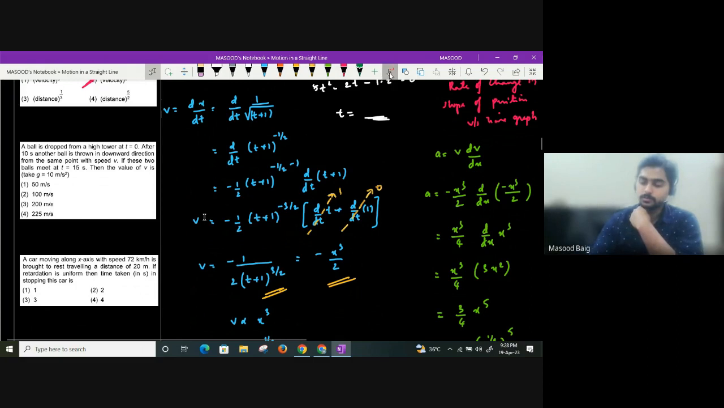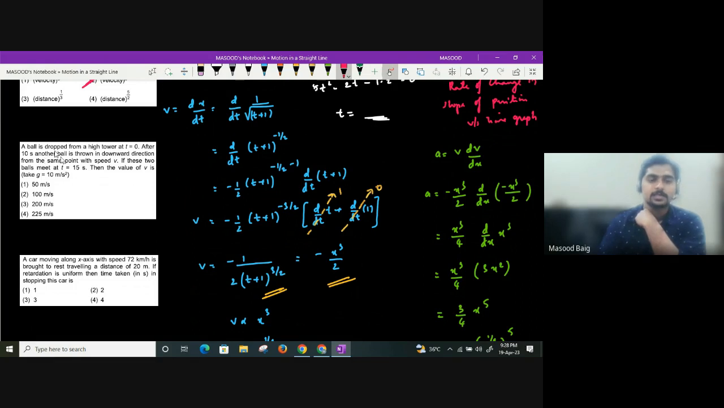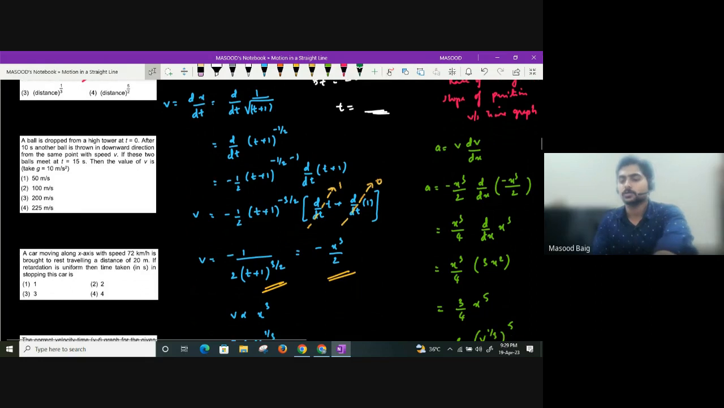Next question you see. A ball is dropped from a high tower at t is equal to 0. After 10 seconds, another ball is thrown in the downward direction. So whether you release an object or you throw the object in the downward direction, will they be moving under the effect of gravity only or not? Yes. So if these two balls meet at t is equal to 15 seconds, then the value of v is how much they are saying. Okay, very simple logic between them.